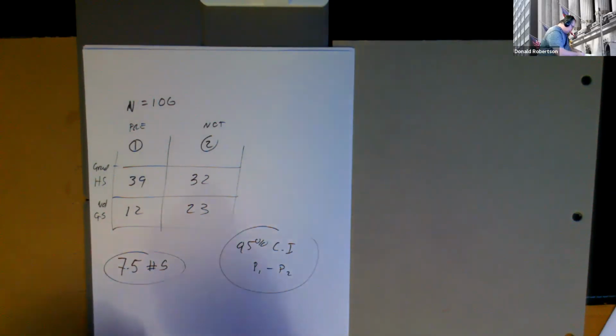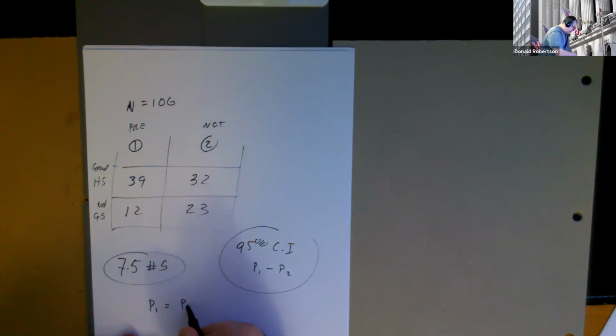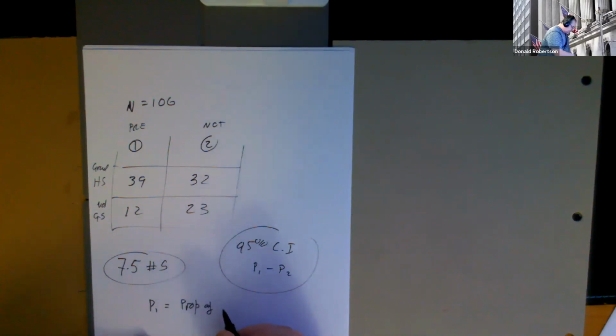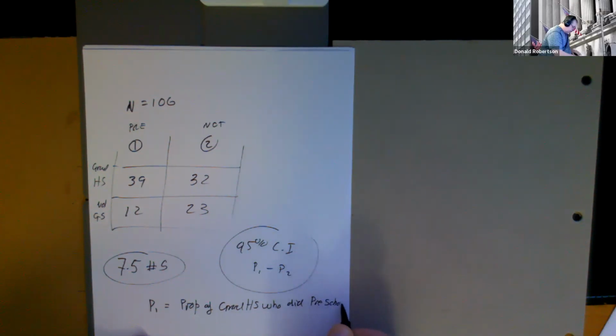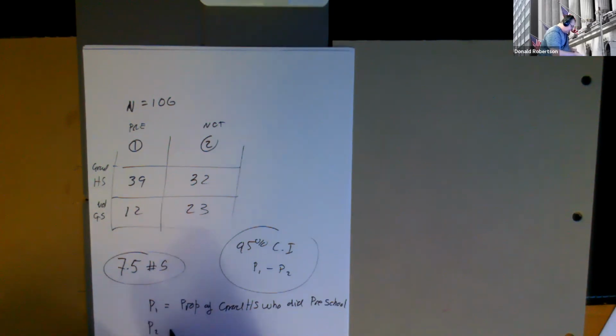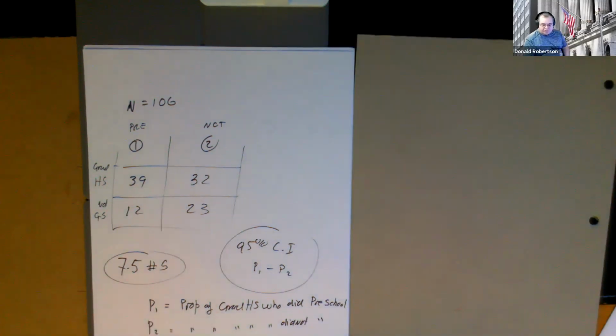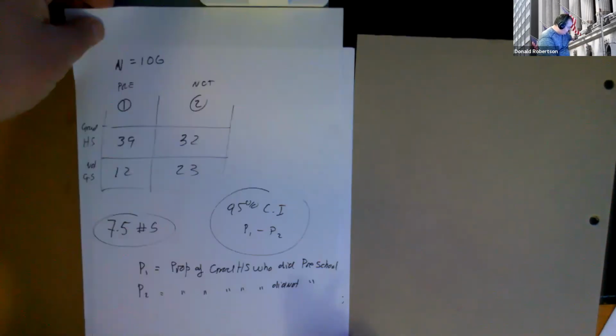Right. So we're going to have P1 being the proportion of people who graduate high school who did preschool. God, that's a long title. And P2 is going to be the proportion who graduated high school who did not attend preschool, right? So that's how I'm going to do the split. Hopefully that's the way they phrased it.